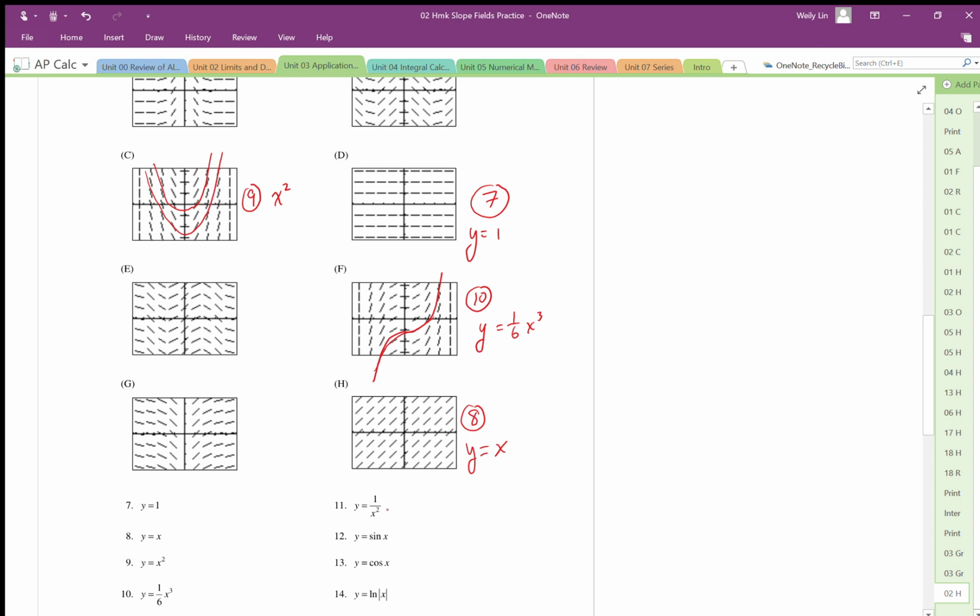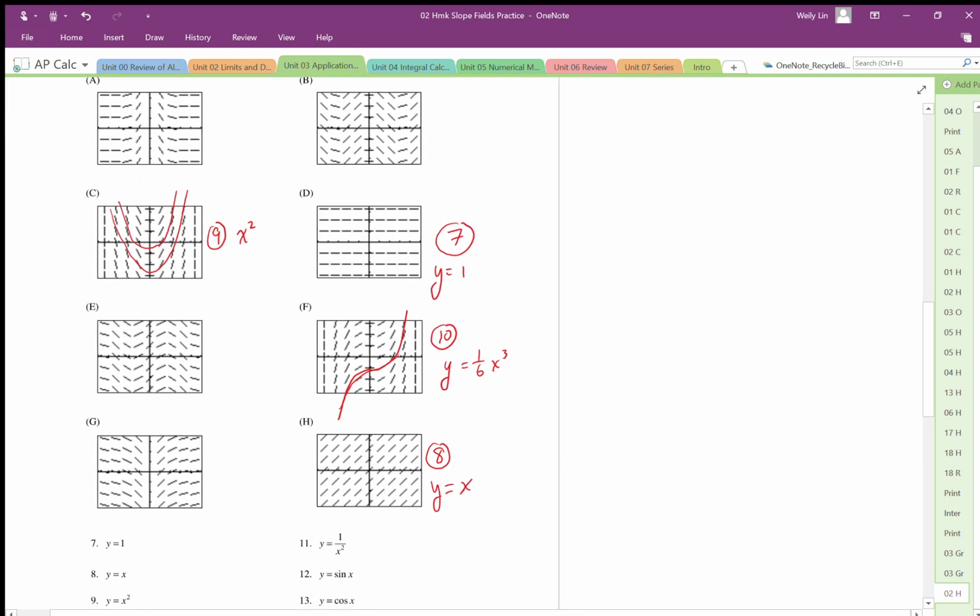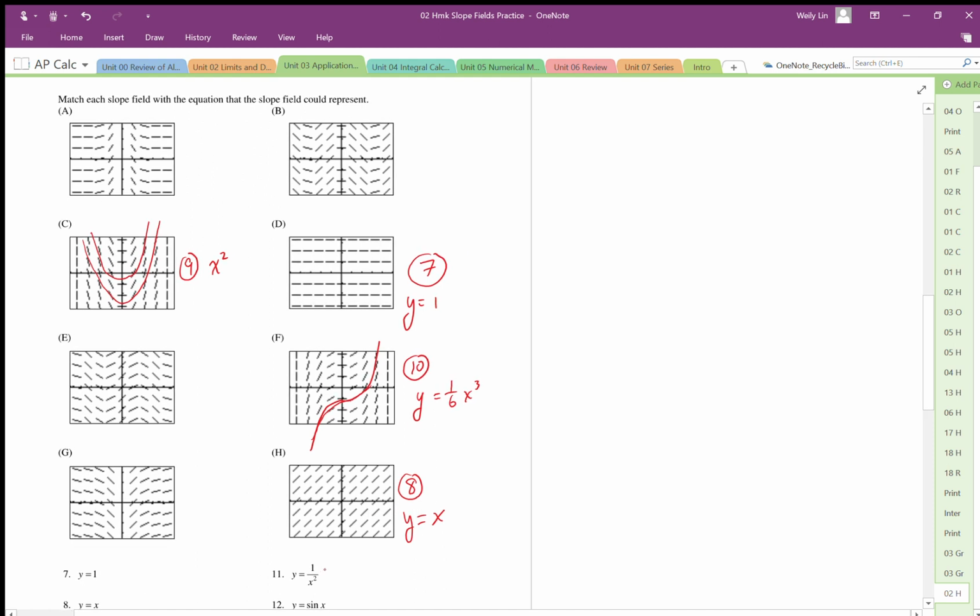For number 11, 1 over x squared, it should be a reciprocal function, and it should have a horizontal asymptote. It looks like we should have positive slopes on one part and negative slopes on the other. As x goes to positive or negative infinity, it'll give us a horizontal asymptote. This is always going to be positive, so it's going to go in the positive direction. So this one should be 11 here.